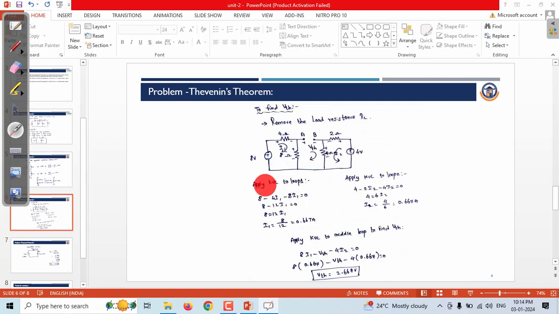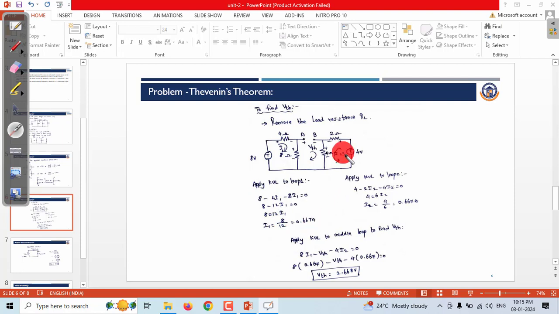So step 1, apply Kirchhoff's voltage law to loop 1. Kirchhoff's voltage law says the sum of the applied voltage equals the voltage drop across each resistance. So the voltage applied is 8, and the voltage drop across 4 is 4 into I, since V equals I into R. So I1 into 4 plus I1 into 8. From this equation we can find the I1 value. So I1 equals 8 by 12, 0.667 amps.